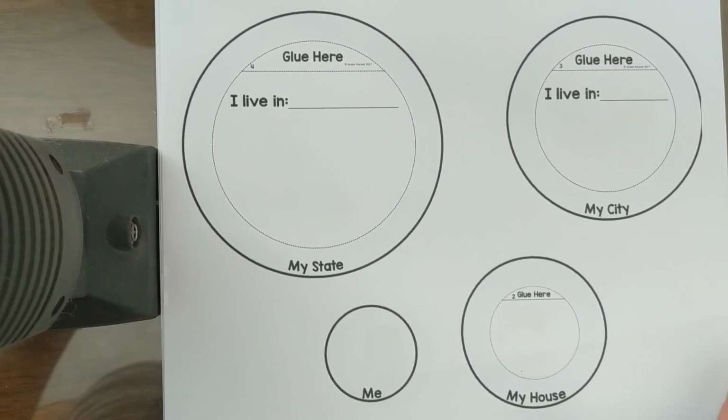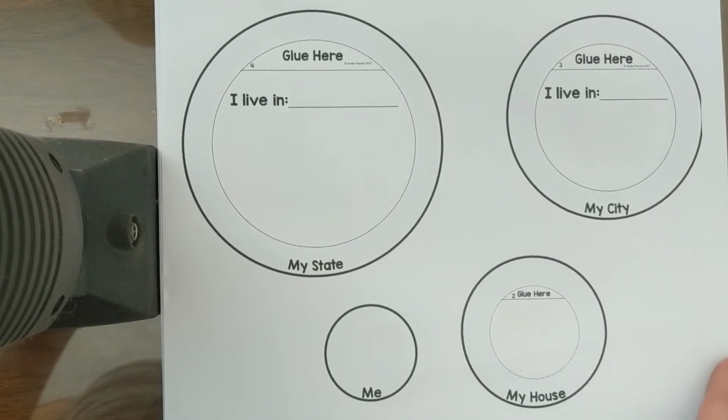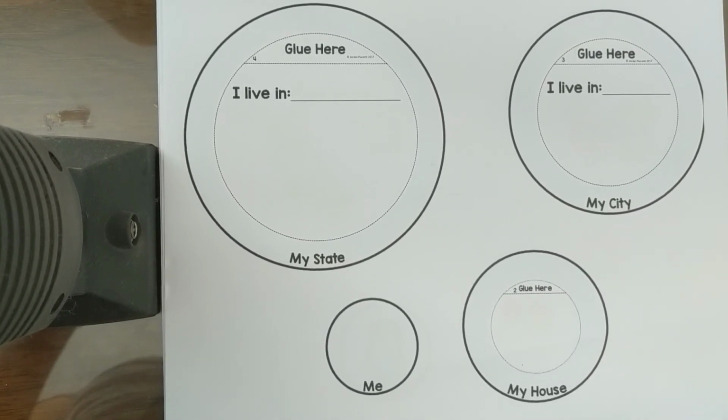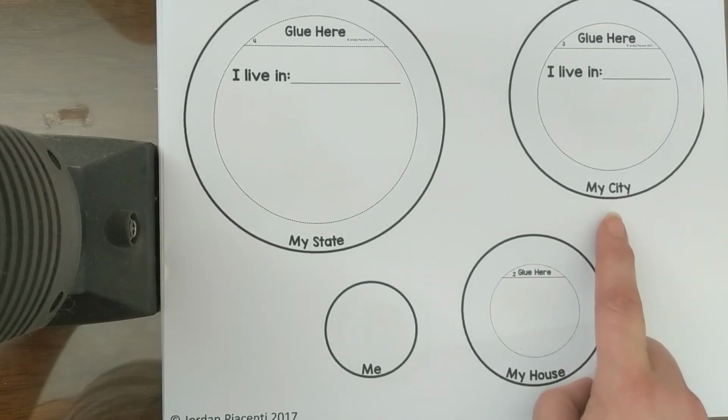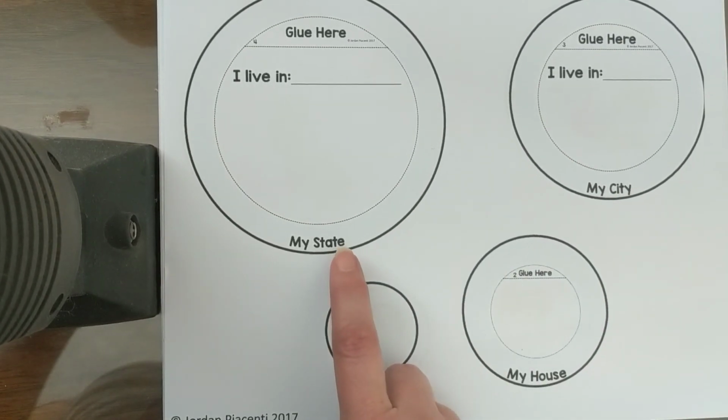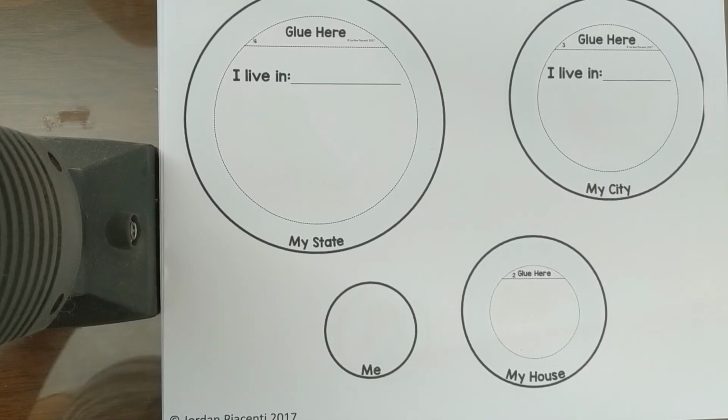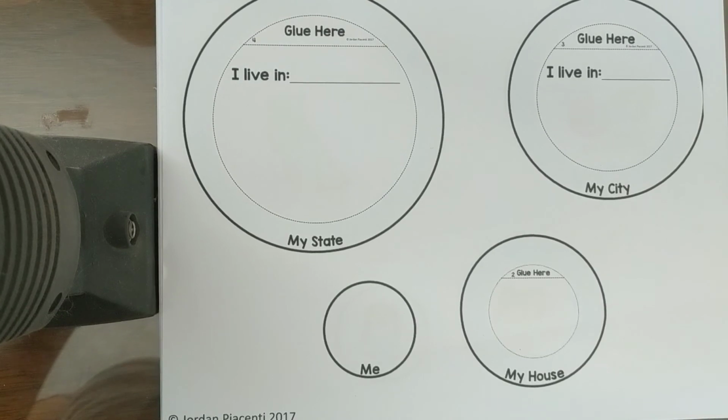And it's going to talk about where you live in the world. All the different places that you live in the world. You live in your house, you live in your city, you live in a state, and then we're also going to talk about your country and your continent and the earth.